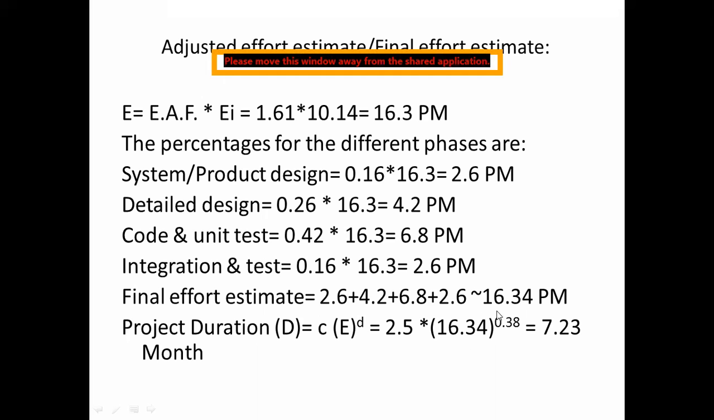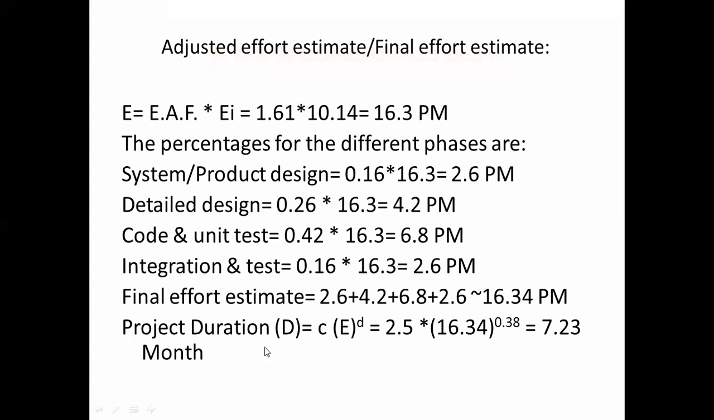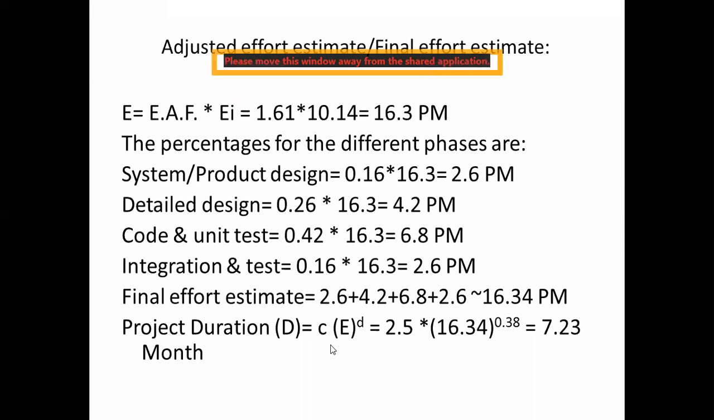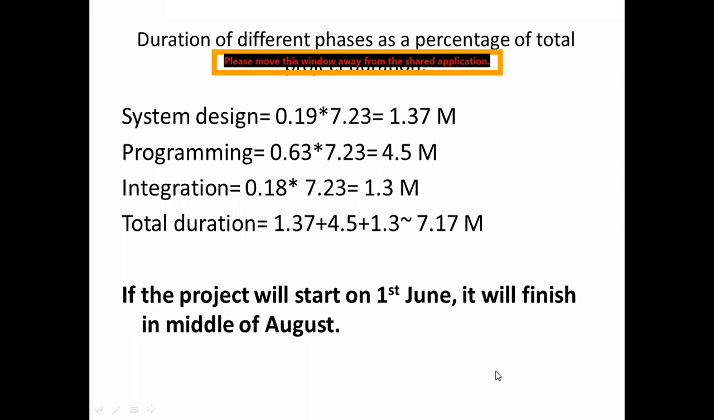And this you are getting 16.34 from here. So 16.34 to the power 0.38. After calculation you will get 7.23. Because this is the duration, the unit is months. E is what you have already calculated, 16.34. So here you are getting 7.23 months.